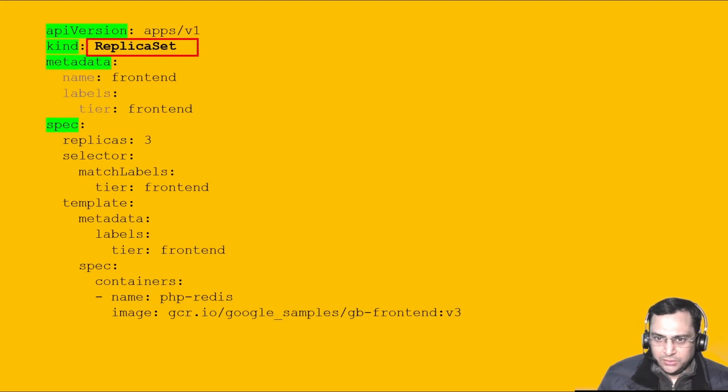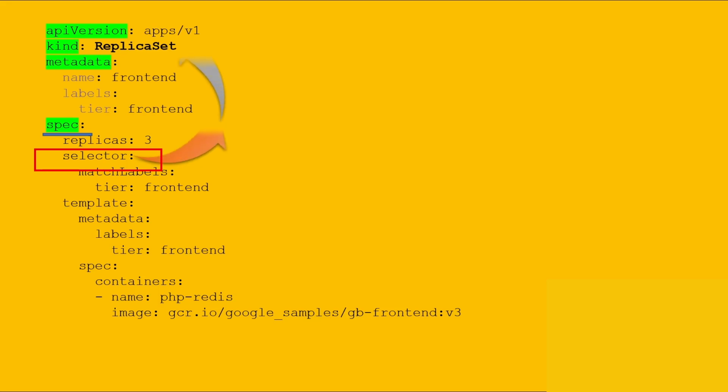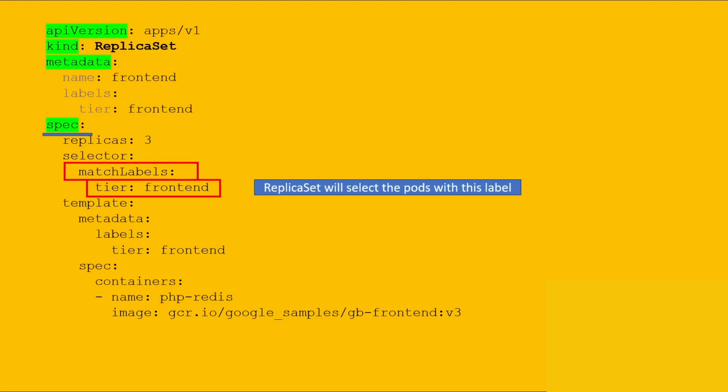In the kind section, we have mentioned ReplicaSet. This replica set has its own label, that is tier equal to frontend. In the spec section, we have the selector field. This will instruct the replica set to look for labels which are defined under matchLabels, for the label tier equal to frontend. In simple words, we can say that replica set will select the pods with this label.